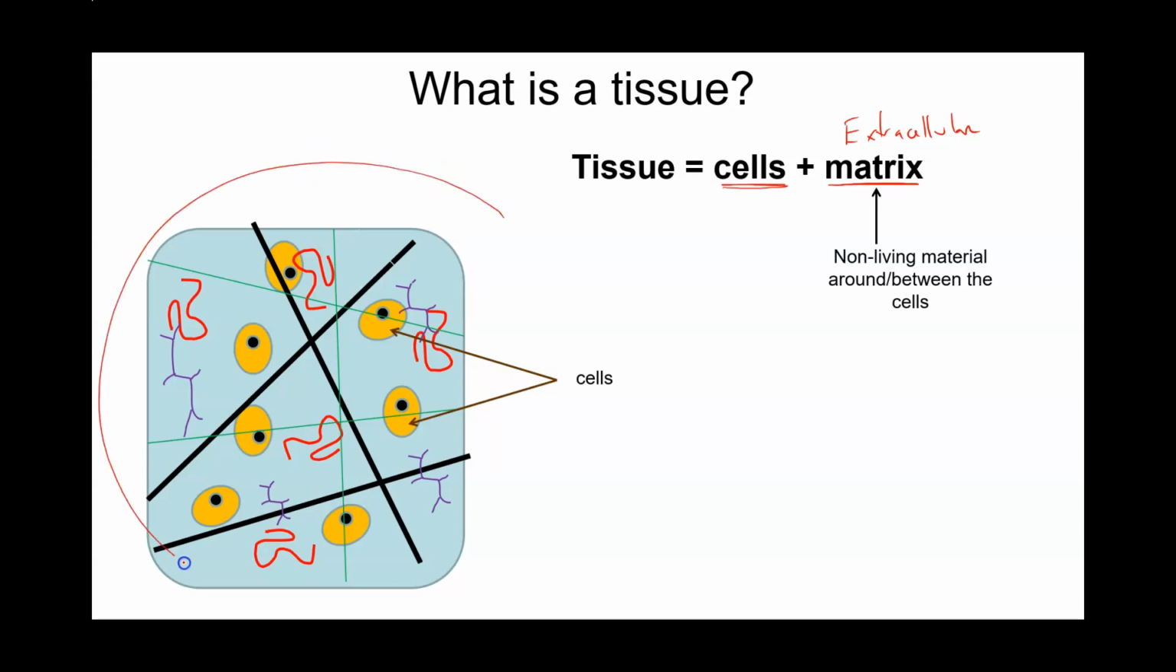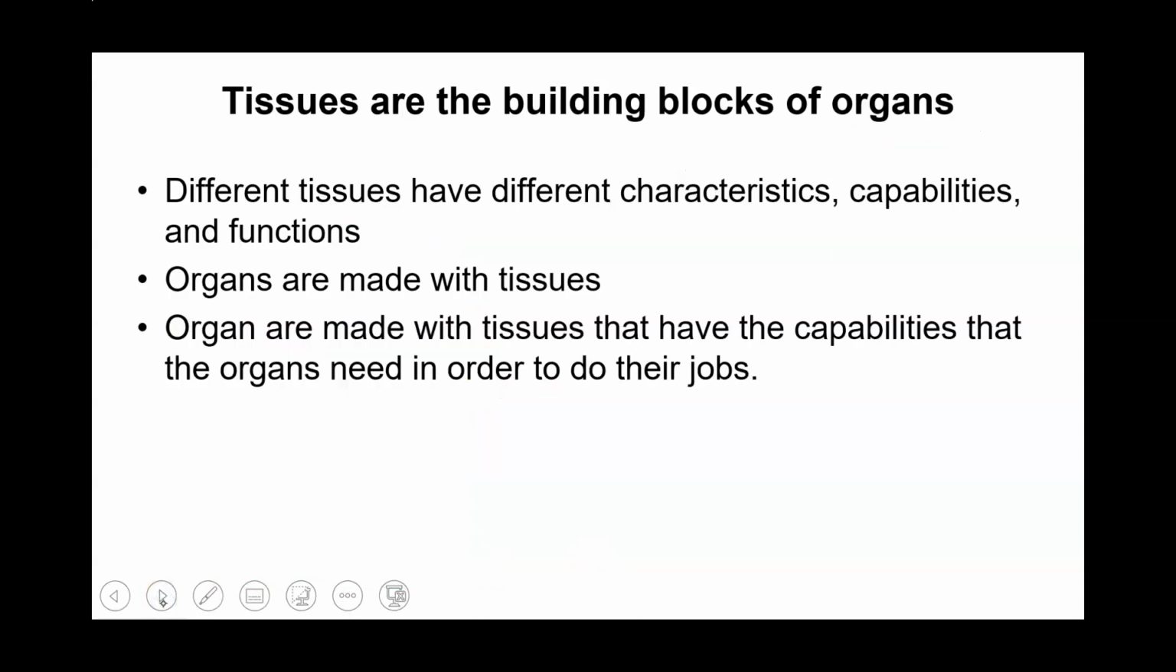So if we look at this diagram over here on the right, we can see that the yellow colored ovals are the cells, right? And all of the green and the black and the red and the purple stuff and the blue stuff, that would all be matrix, right? So these dark strands are matrix, the green strands are matrix, red stuff, purple stuff, blue stuff, all matrix. Now, we'll get more into matrix a little bit later.